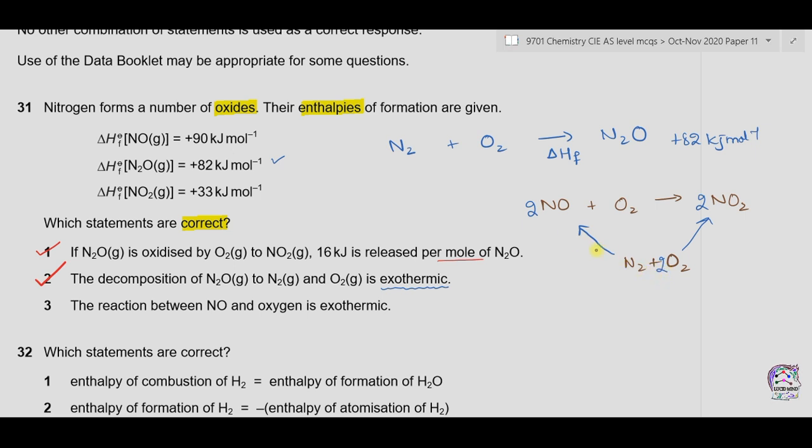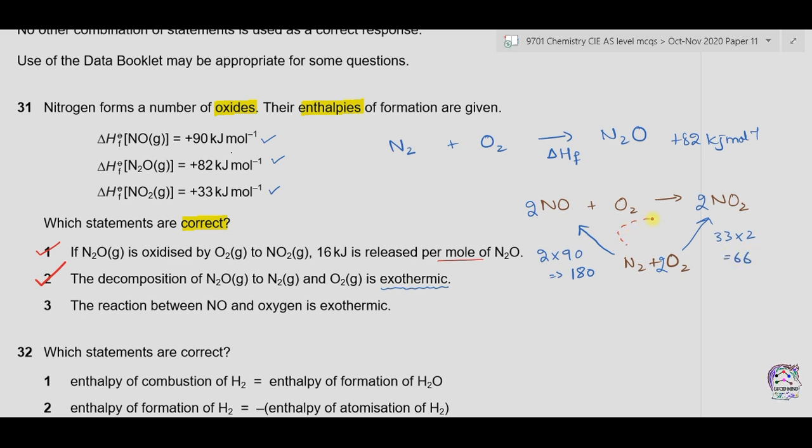Now the first arrow is the formation of NO. So the energy is given, it is plus 90 kilojoules per mole. As we have 2 moles of NO, so 2 into 90, it will be equal to 180 kilojoules per mole. Second arrow shows the formation of NO2. So as energy for 1 mole of NO2 is plus 33, so for 2 moles it will be 33 into 2, 66 kilojoules per mole.